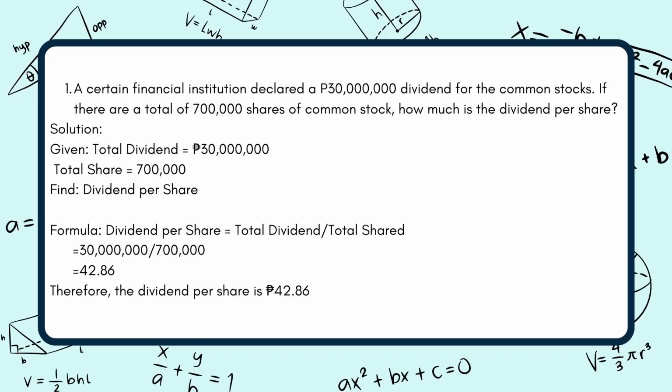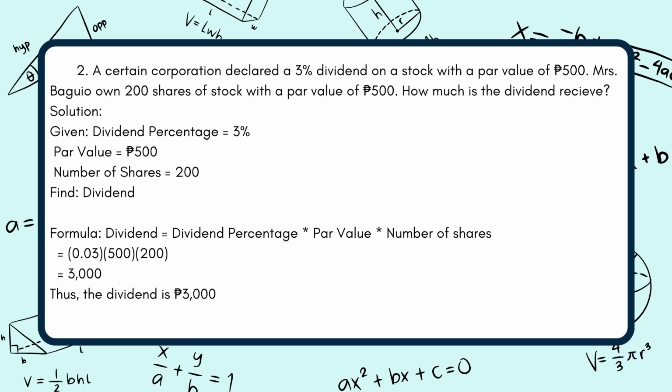Number 1. A certain financial institution declared a 30 million dividend for the common stocks. If there are a total of 700,000 shares of common stock, how much is the dividend per share? Solution: total dividend is equal to 30 million. Total share is equal to 700,000. We need to find the dividend per share. To find the dividend per share, we must divide total dividend and total share. So 30 million divided by 700,000 is equal to 42.86. Therefore, the dividend per share is 42.86 pesos.